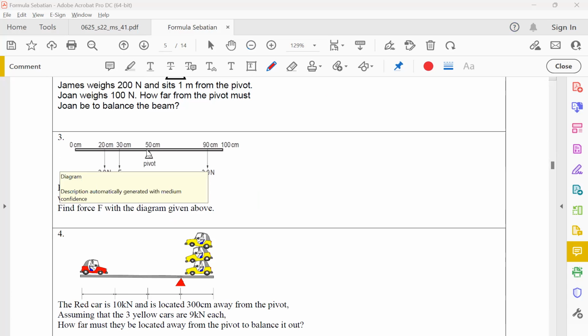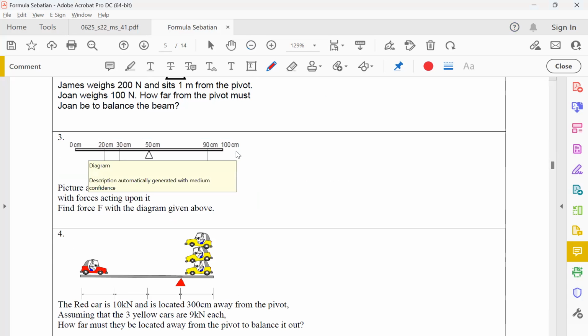Guys, for question number 3, if you're stuck now, pay attention now. This thing here is a meter ruler. These indicators here, right, is not the length. It's just the marking of the ruler only. It starts from 0 and goes to 100. That's the only tip I will give you.